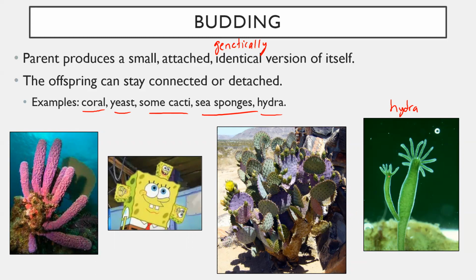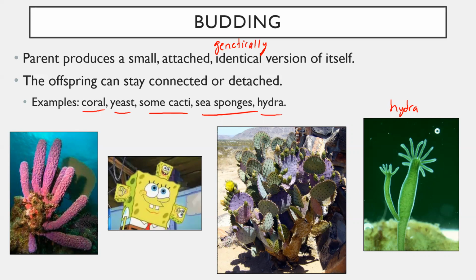Another interesting thing about hydra, I know this has nothing to do with asexual reproduction, but hydra are actually one of the very few animals that are biologically immortal. In other words, they do not age. They theoretically could live forever. Of course, that doesn't always happen. Things could kill it or whatever, but biologically speaking, it doesn't age. The more you know, right?